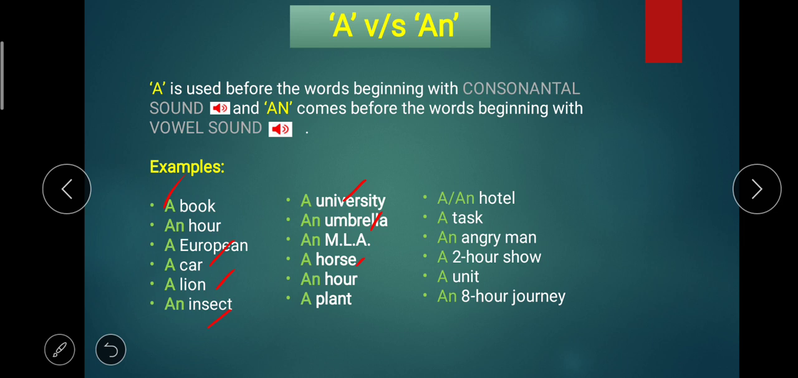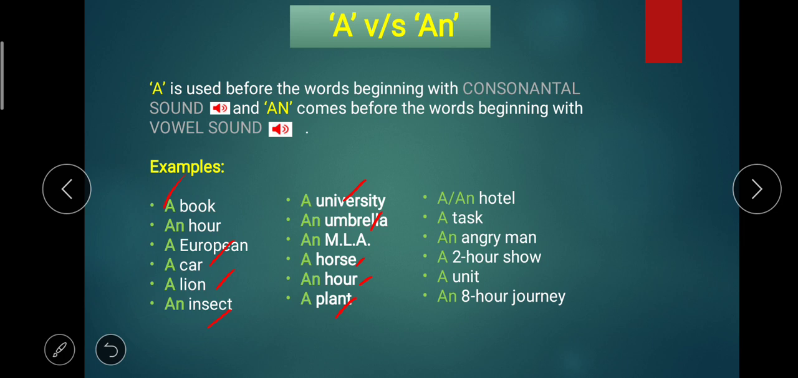A horse, an hour. A plant. Now, next is hotel. It depends on the speaker, how the word is spoken. When people speak fast, they tend to make the H silent, like 'otel. When the speaker pronounces the word hotel in a fluent way, then it is an hotel. If you speak with a strong pronunciation, then it becomes a hotel.